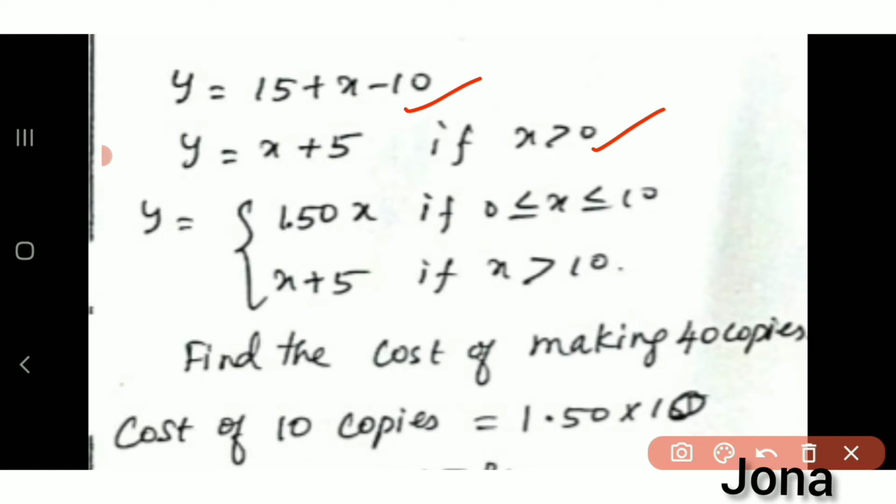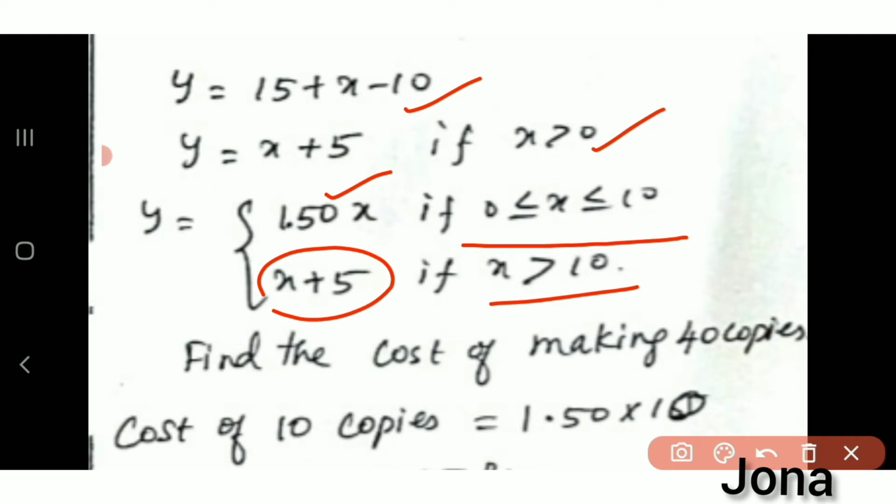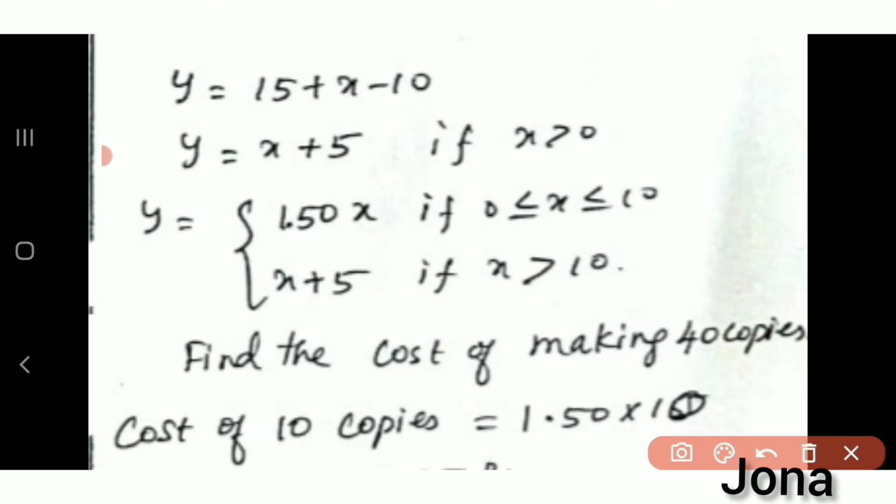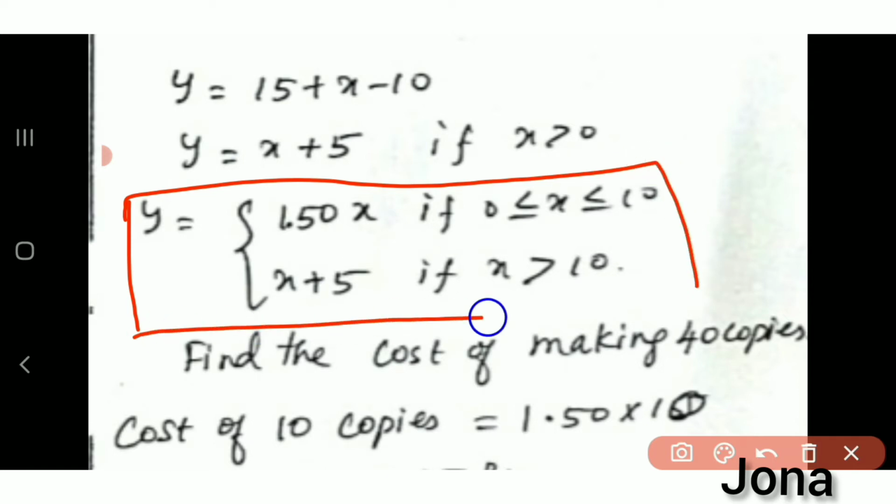So, we can generalize the equation as Y is 1.50 X if X lies between 0 and 10. If X greater than 10, then we have X plus 5. So, this is the equation function for the cost of the photocopies.